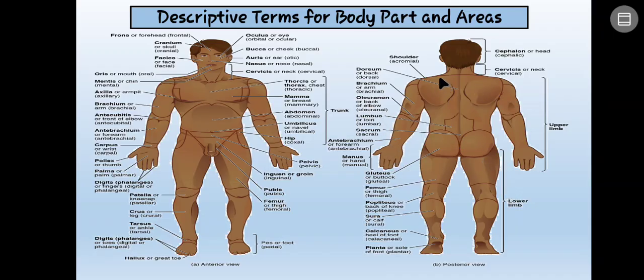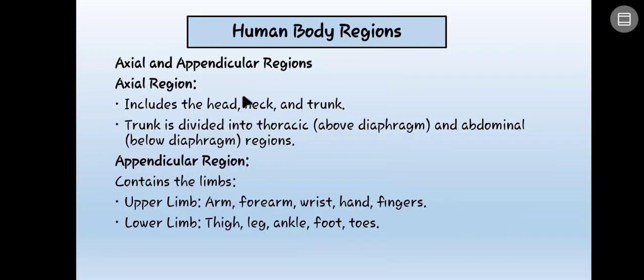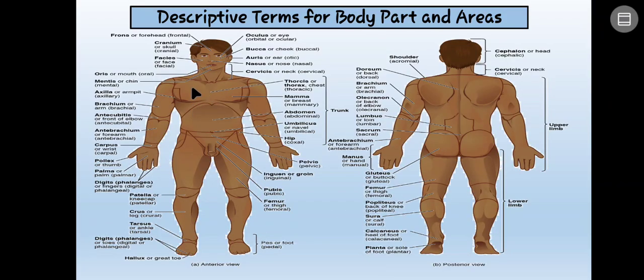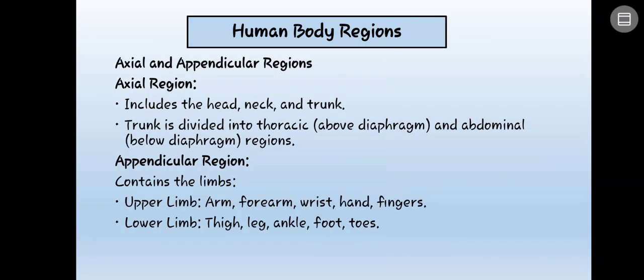So like I said, this side to this side of the body is the trunk. So this whole area is the trunk of the body. Good. Now let's look at the human body regions.